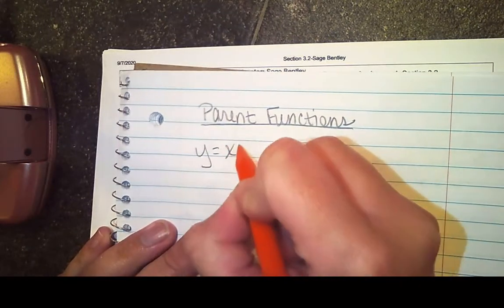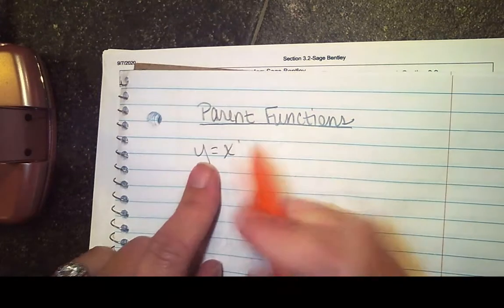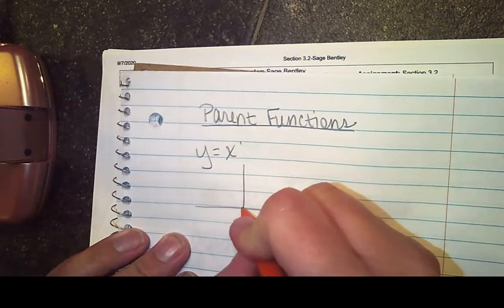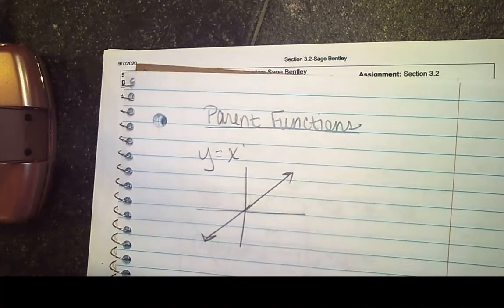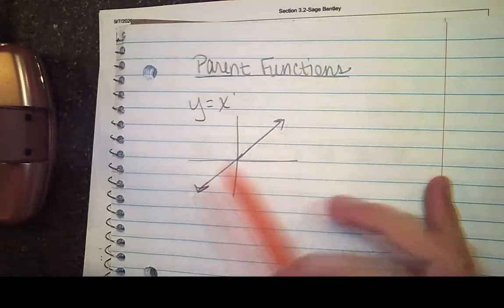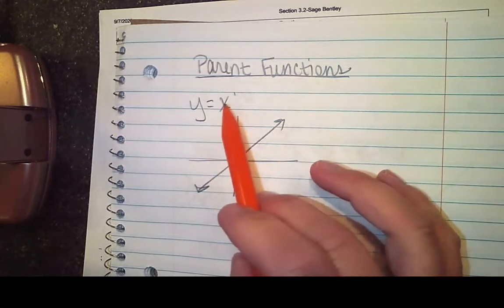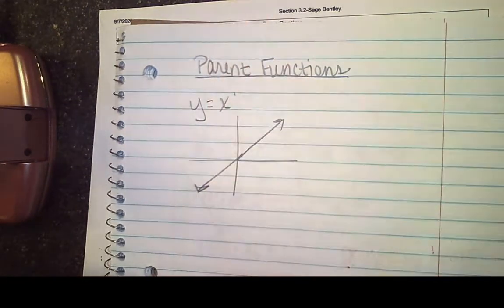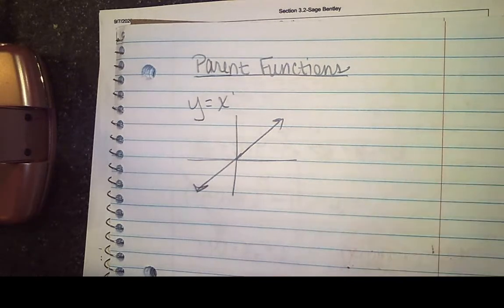So if I have y equals x to the first, your parent function is the most basic function that these things can be. So we start off with y equals x to the first, or just y equals x. And that looks like a diagonal line that slices through the origin, and if the scale is correct, it'll make a 45-degree angle. Now I can change the slope and make it steeper or flatter. I can add or subtract numbers to it, move it up or down. I can do all sorts of stuff to it, but this is your basic everyday function.